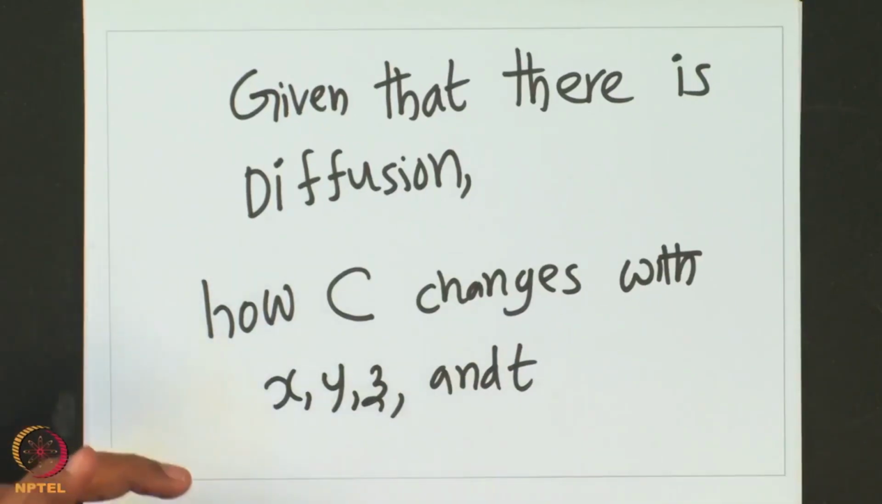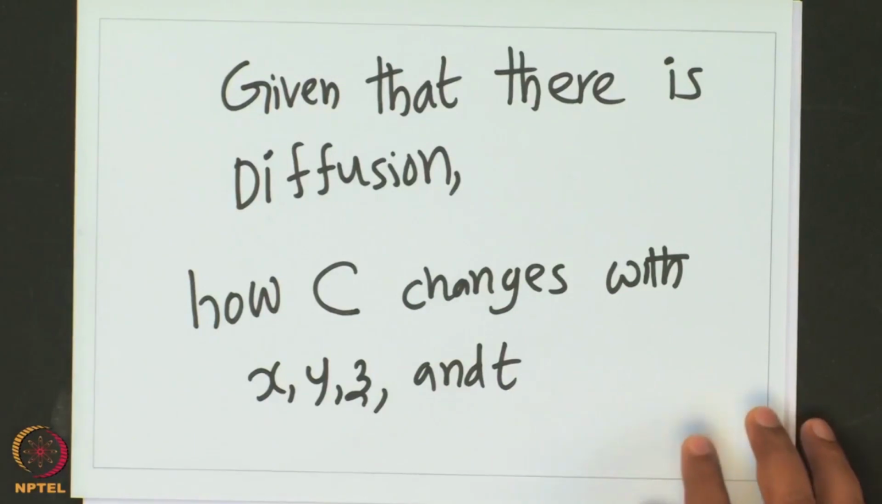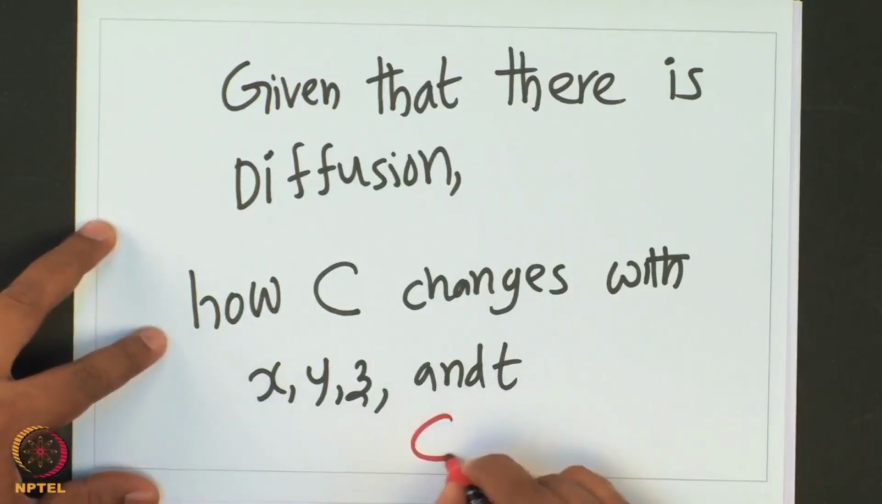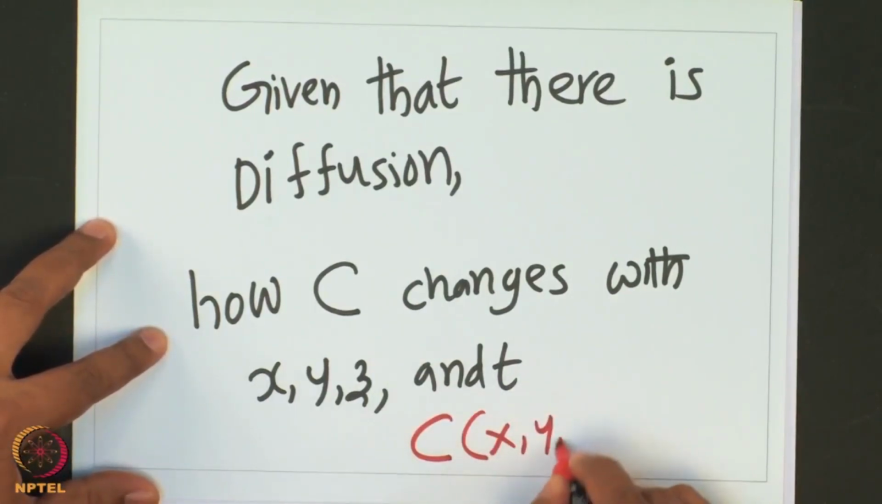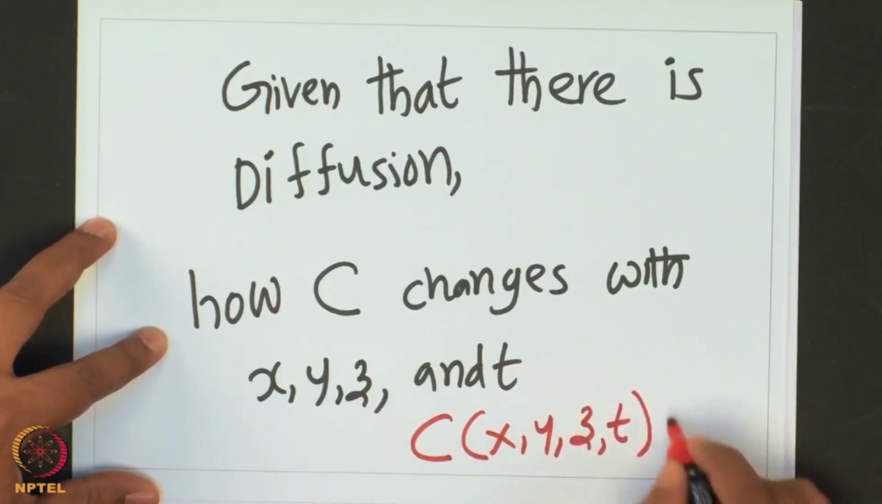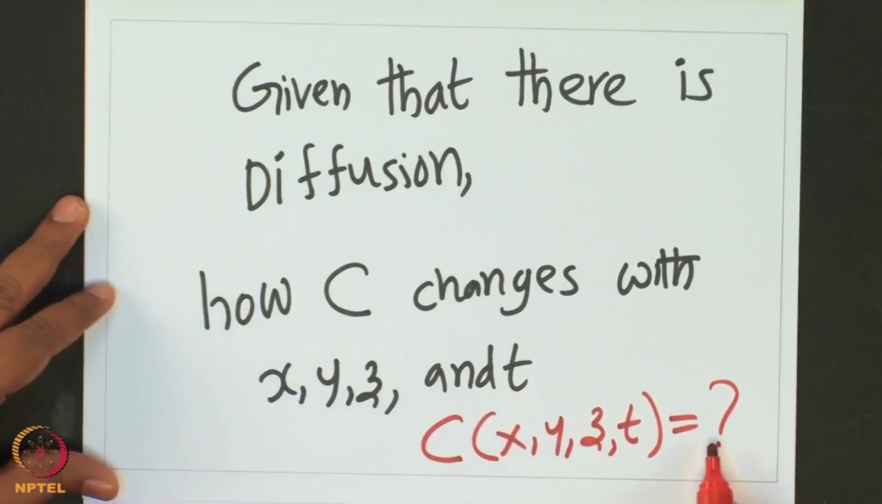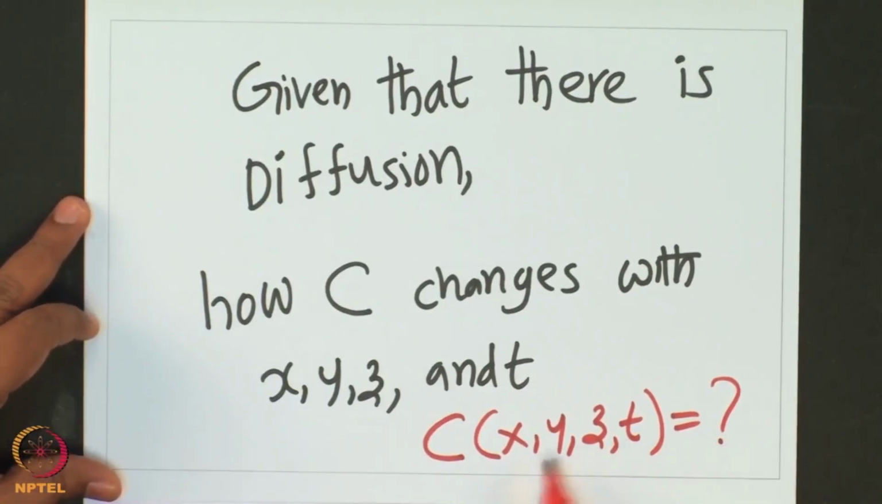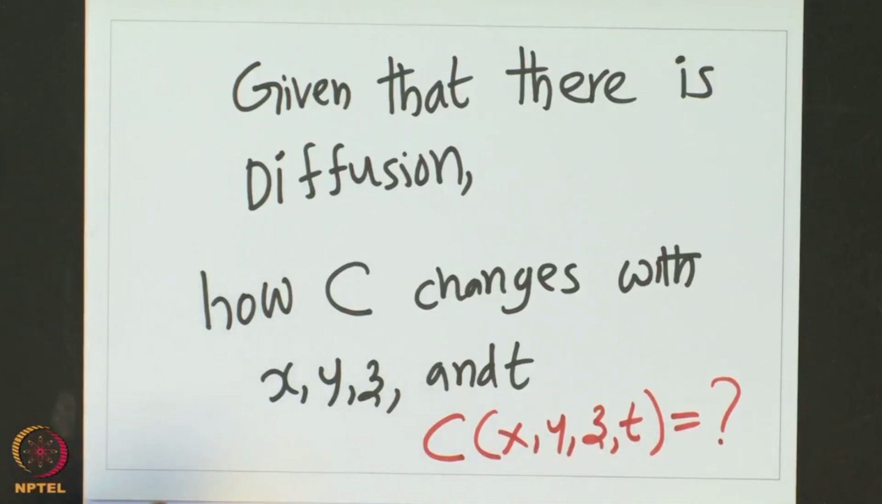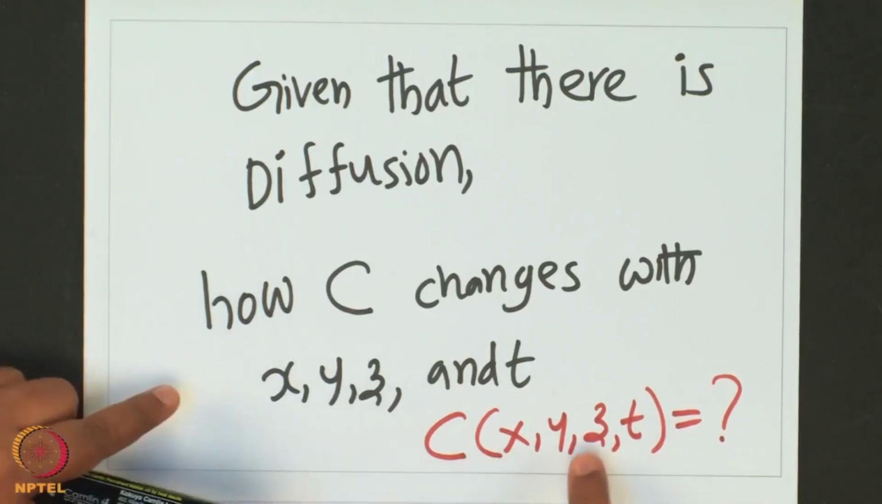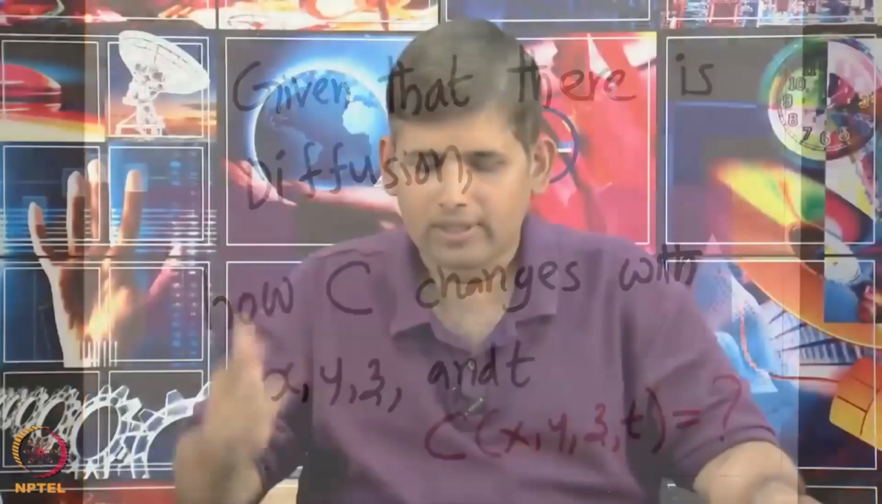In other words, the question is, what is this function? Can we calculate this function C of x, y, z comma t given the diffusion? How do we calculate it? Can we get this function if we know some initial and boundary conditions? What is the equation that will be obeyed by this C? That is the question that we want to address.